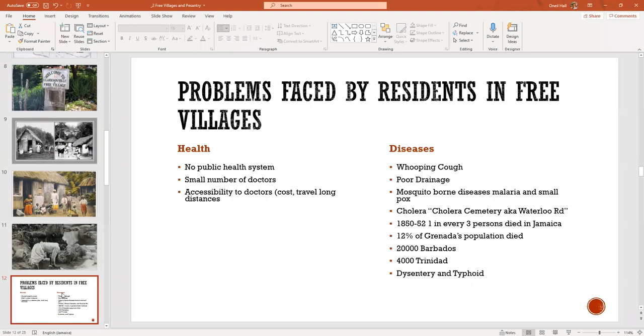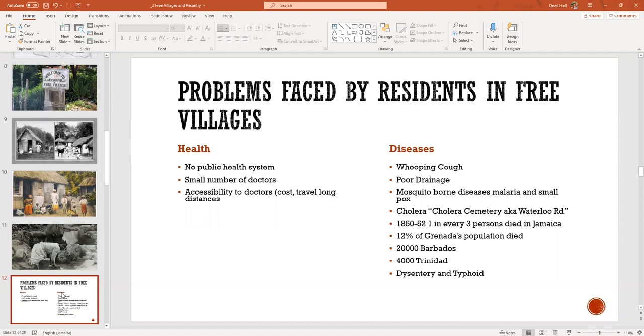One way to heal the whooping cough was to boil the bush rat tail and drink the tea. That's how they healed the whooping cough. Poor drainage. Mosquito-borne diseases. So they had a lot of malaria and smallpox because of how small the living conditions were. You have a lot of cholera.